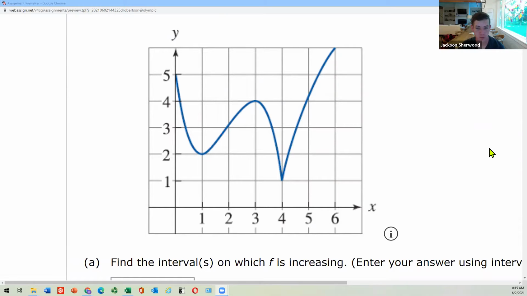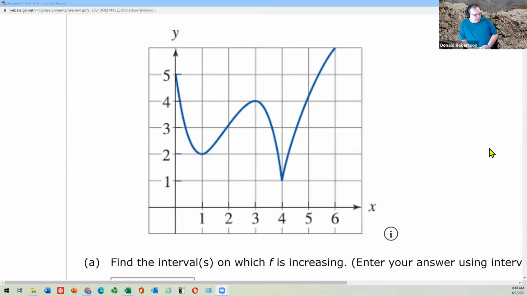1 to 3. I agree. We'll assume that 0 is the beginning and 6 is the finish of this function. So tell me another place where it's still increasing, another interval. 4 to 6. Okay, when's it decreasing? 3 to 4. Okay, that works for me.